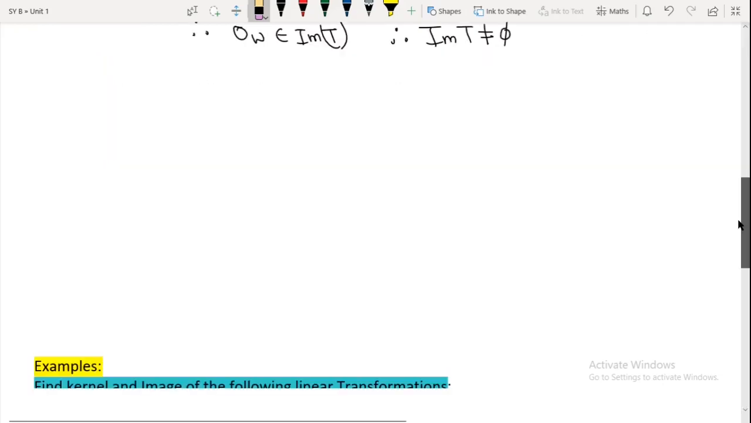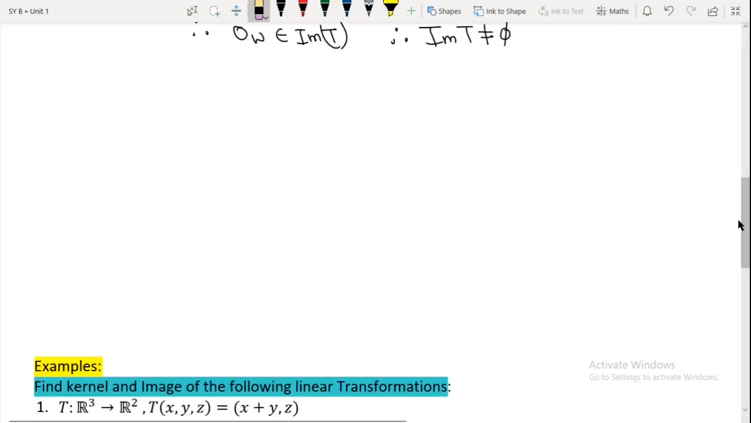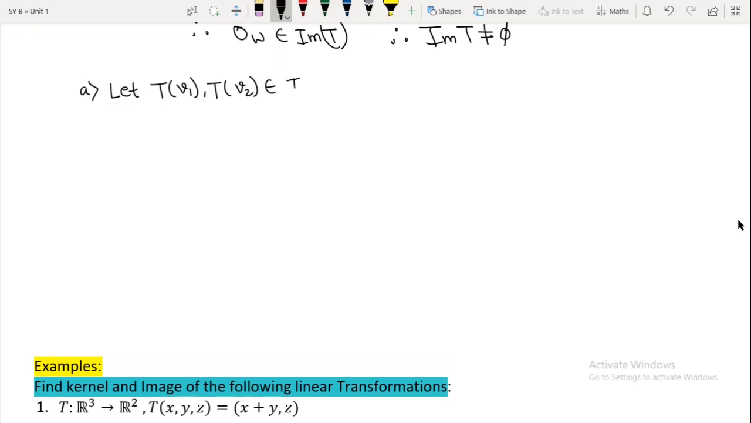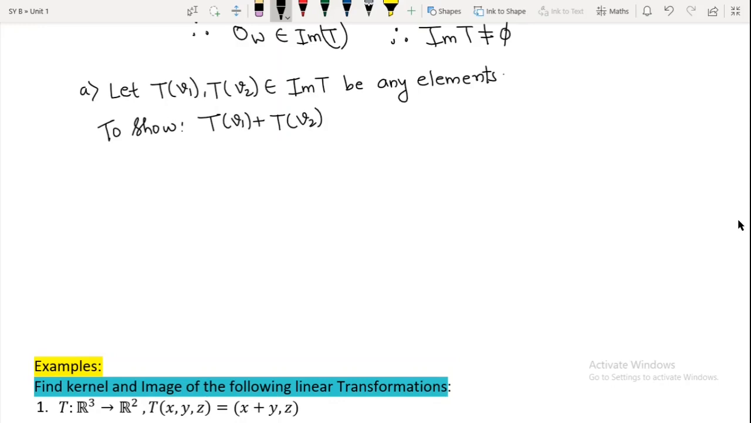So let us start. The first condition of subspace, I will call it A if you want. Let T of V1 comma T of V2 belonging to image of T be any elements, right? What we have to show is that T of V1 plus T of V2 belongs to image of T.